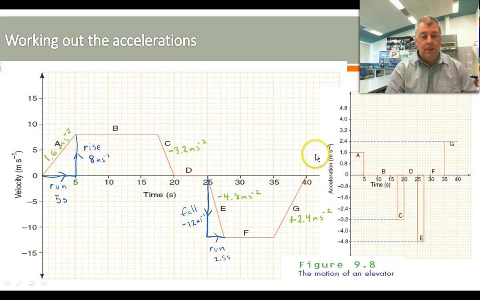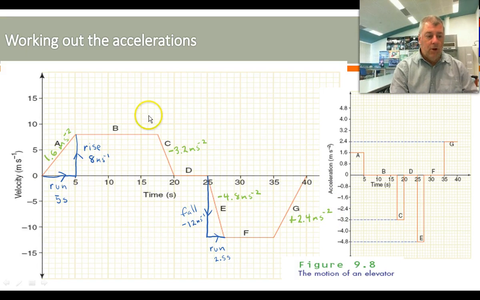So there's our 1.6, then it goes to 0 for a period of time, and then it goes down to minus 3.2 for a short period of time, then it goes back to 0, then it goes all the way down here to minus 4.8, and then back to 0, and then up to positive. And that's what you'd be expected to do in an exam. Alright, hopefully you follow all that and that made sense to you.